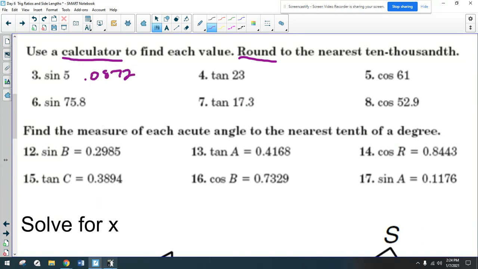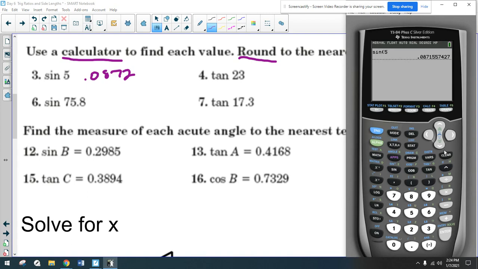Okay, so that's all you're really doing for these. When you're using the calculator, they want to make sure that you are in degree mode. Next one, I've got sine of 75.8. Well, that's one below it. But if I round to 4 decimal spots, I got 0.9694. And that's all we're doing with these.